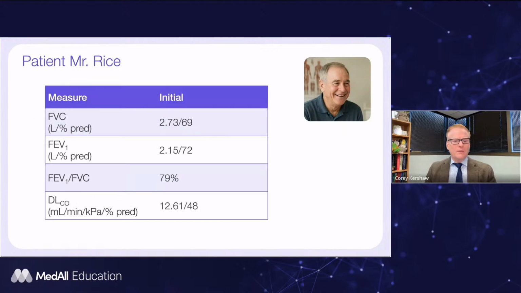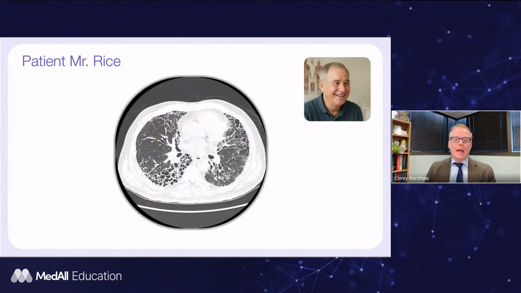We get pulmonary function testing on the patient. His vital capacity is below normal, 2.73 liters, or 69% of predicted. He is not obstructed. And his diffusion capacity is moderately impaired, 12.61 or 48% of predicted. And we have this representative example of his CAT scan. We will talk in some detail about the features of the CAT scan shortly, but this is his scan that you see in clinic.